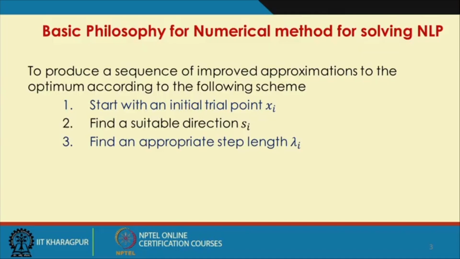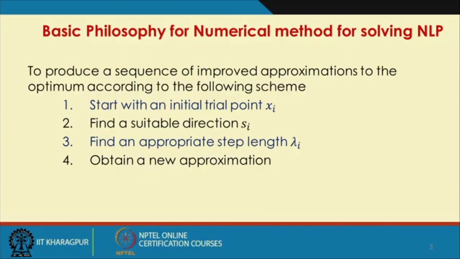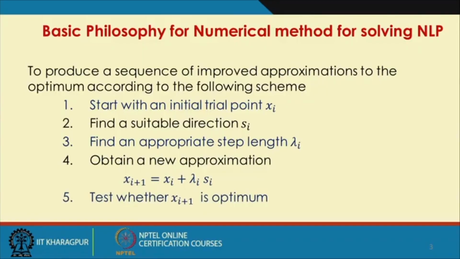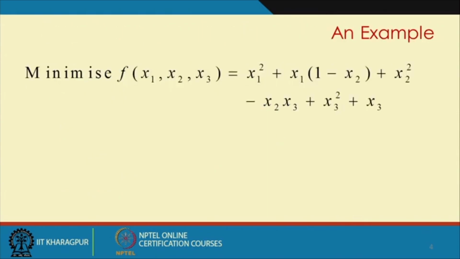Next we will find the appropriate step length. That means we will take the function as a function of step length and optimize it, and we will get the optimum step length from there. Then we will get a new guess point and repeat the process until the function converges. Today I will explain the descent method. For explaining it, I have considered a function of 3 variables, x1, x2 and x3.